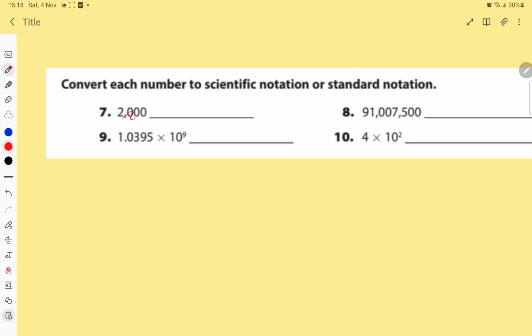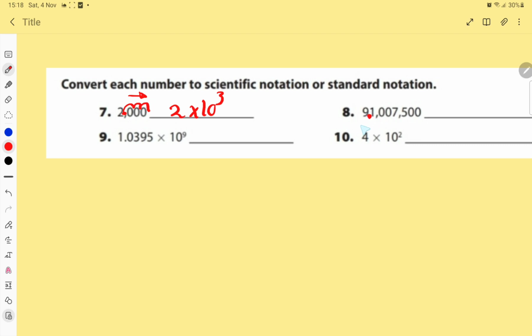2000. If I want it to be scientific, I will put the decimal point directly after the 2. Count with me: 1, 2, 3. So it is 2 times 10 power 3. Why positive 3? Because I move to the right 3 steps.